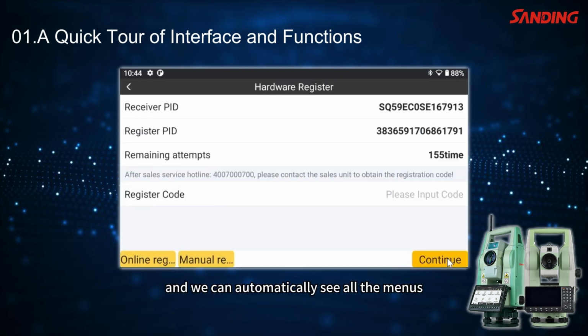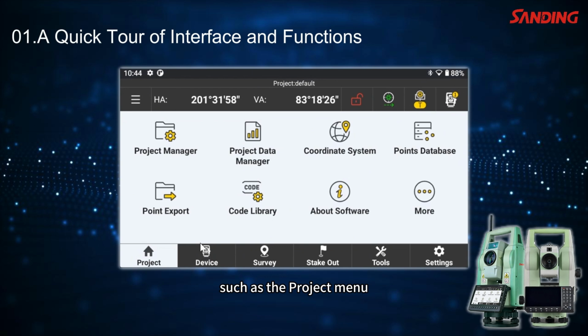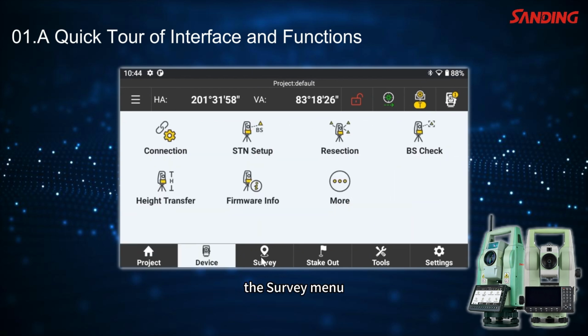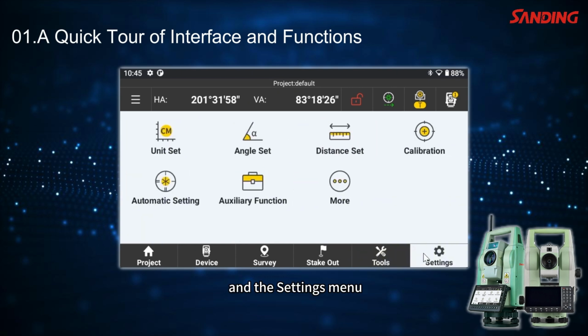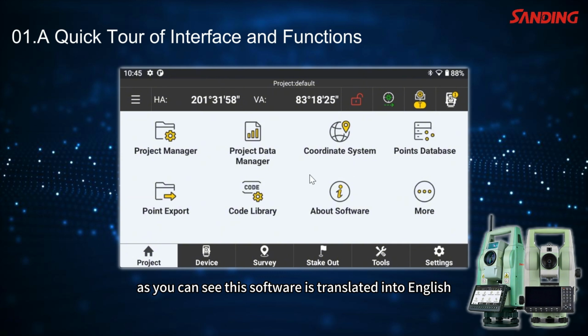and we can automatically see all the menus, such as the project menu, the device menu, the survey menu, the stakeout menu, the tools menu, and the settings menu. As you can see, this software is translated into English. At the top, we see the name of the project, which in this case is one called Default. We see the angular measurements bar, horizontal angle. In this case, it is at 83/18/26 and its vertical angle.